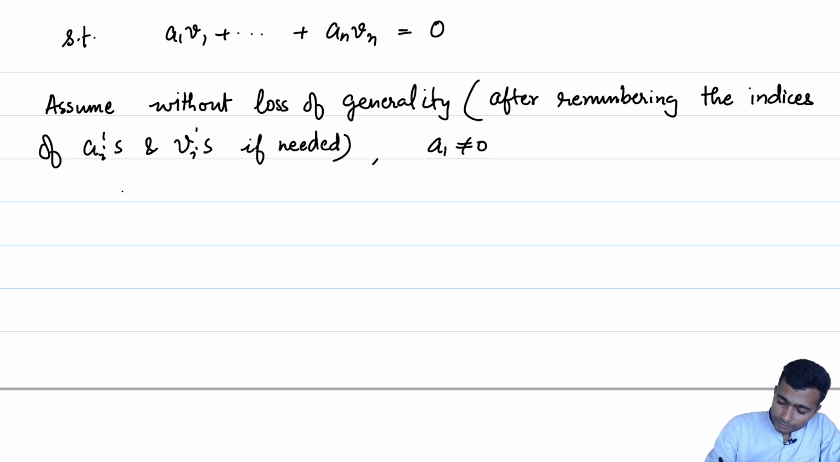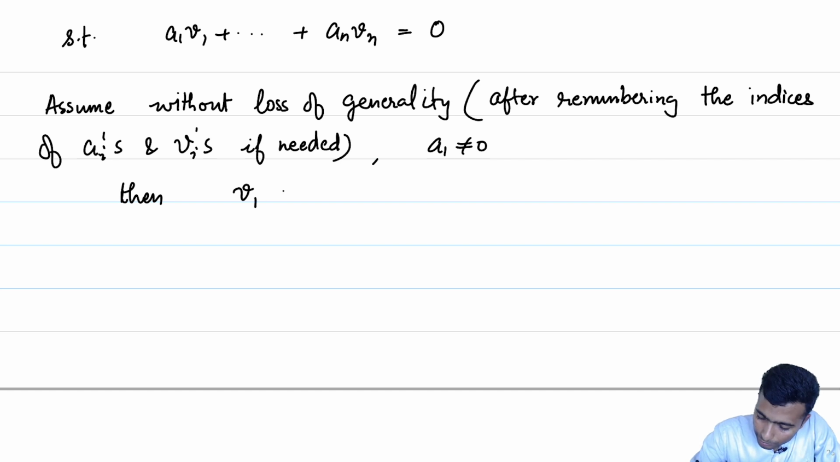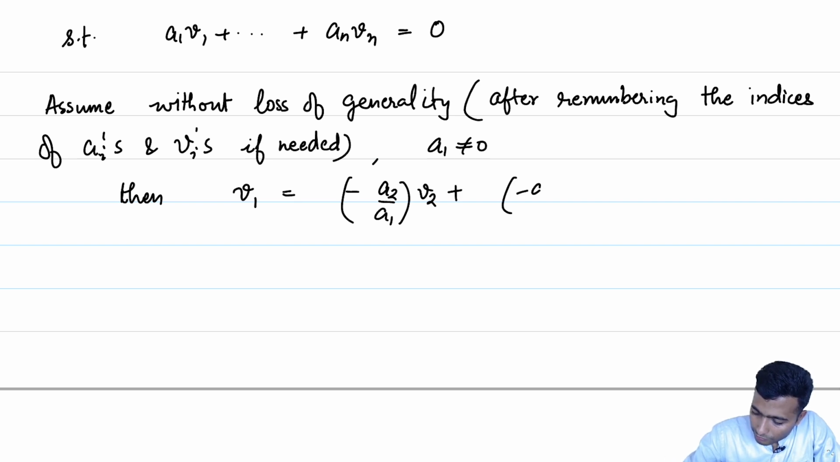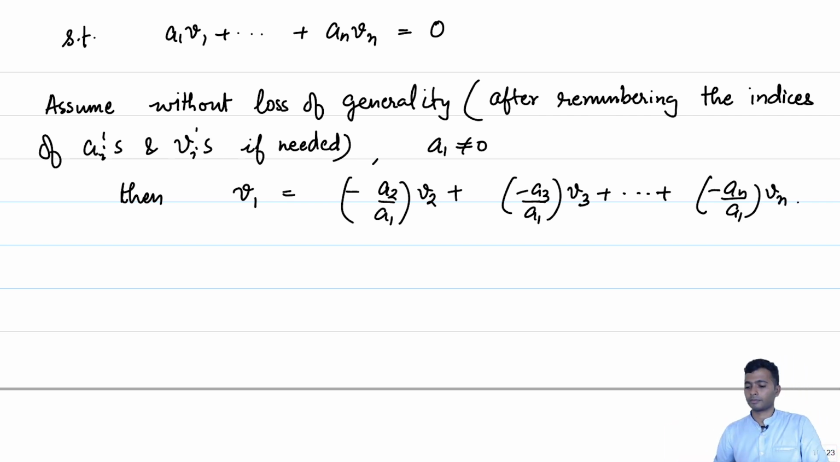This implies then, by using the various properties involved in the definition of a vector space, that v1 can be written as minus a2 by a1 times v2 plus minus a3 by a1 times v3 plus dot dot dot minus an by a1 times vn. So v1 can be written as a linear combination of v2, v3 up to vn.